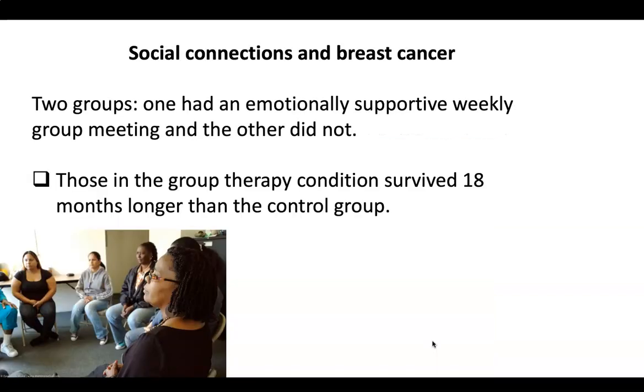So other things. They've done research on social connections in breast cancer. A particularly interesting study had two groups. One had an emotionally supportive weekly group meeting and the other did not. Those in the group therapy condition survived 18 months longer than the control group. That's a huge difference. And you can extrapolate that, and you can also project it onto other illnesses and other problems that people are having, things like that.